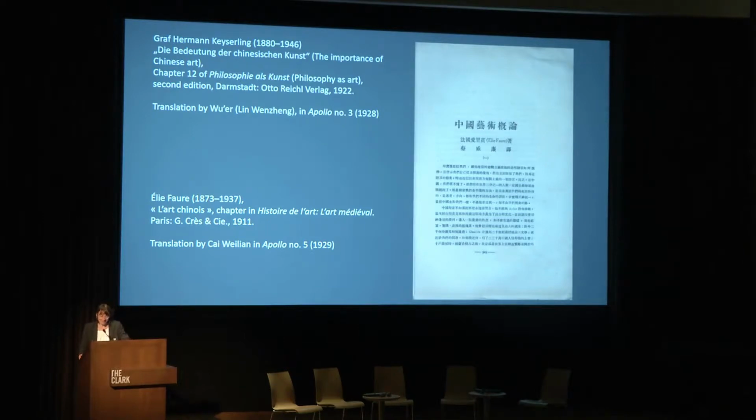So, the first texts on Chinese art published in Apollo were two texts by European authors. One is the German philosopher Hermann Keyserling, and the other is the French art historian Élie Faure, and each was followed by a long response by Lin Wenzheng. The text by Keyserling is a brief chapter titled The Importance of Chinese Art from the second edition of his Philosophy as Art from 1922. And the longer text by Faure is his chapter on Chinese art in his multi-volume Histoire d'Art, first published in 1911.